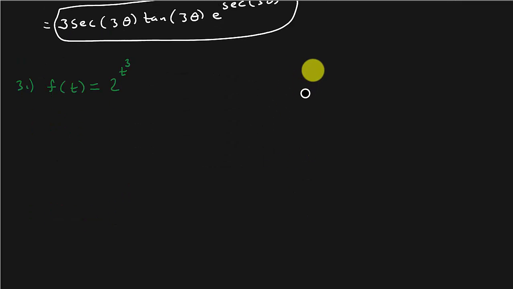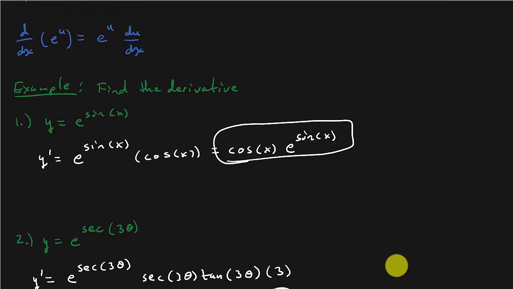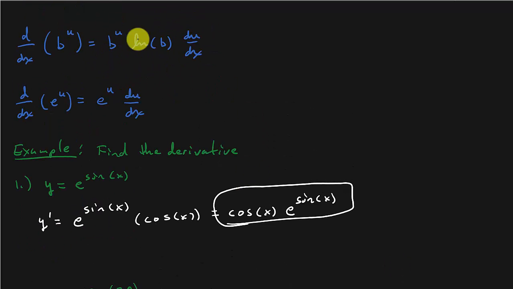All right, now this one. This is where the base is not e. So let me just rewrite the formula down. Okay, so all I did is write this down again so we could see it.